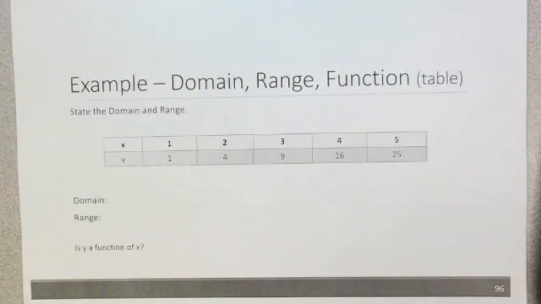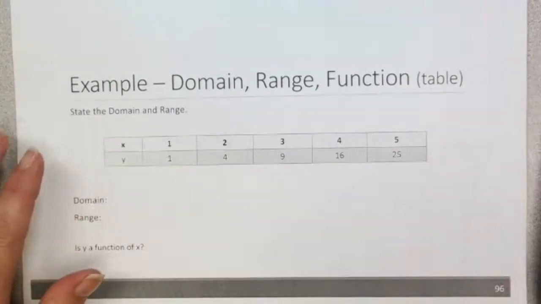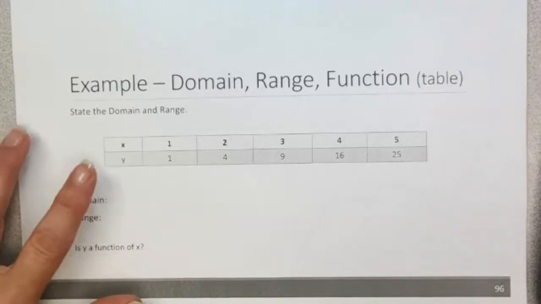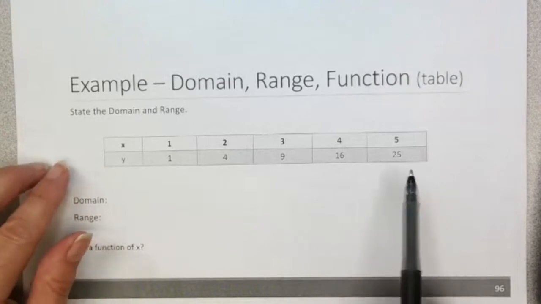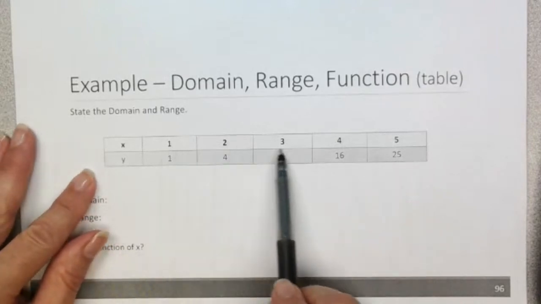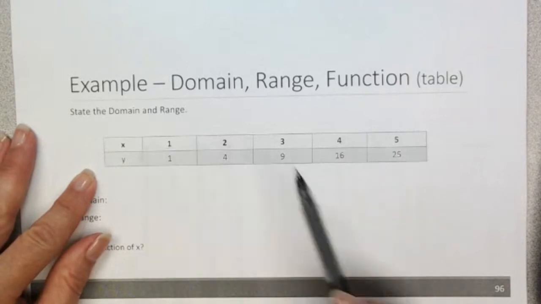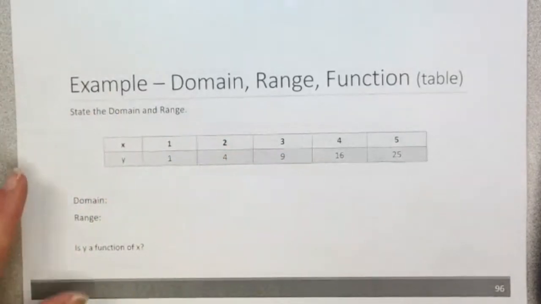All right, let's look at a few examples. Here we have a relation that's being represented as a table of values. It might be that same one we were looking at. I think that was the squaring function. It looks like it. Couldn't be sure, because we only know about 1, 2, 3, 4, 5 inputs, right? But for this function, it's a table of values.